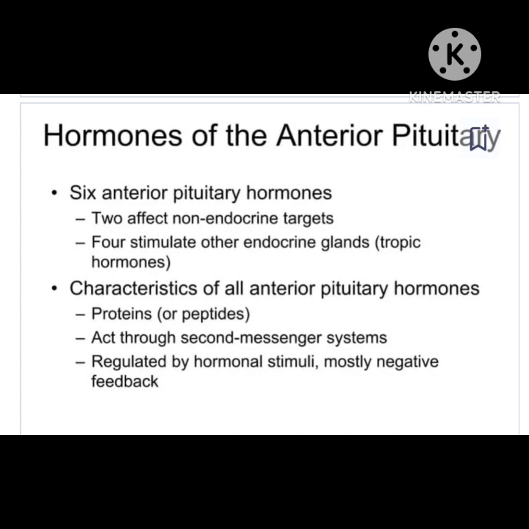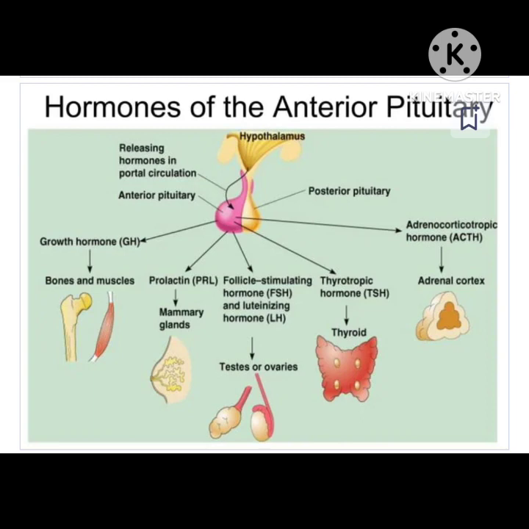Okay. Next are the hormones of the anterior pituitary. Six anterior pituitary hormones: two affect non-endocrine targets, and four stimulate other endocrine glands. The characteristics of all anterior pituitary hormones are that they are proteins, act through a second messenger system, and are regulated by hormonal stimuli, mostly negative feedback. You can see in this picture the different types of anterior pituitary hormones, and one by one we will discuss these hormones.